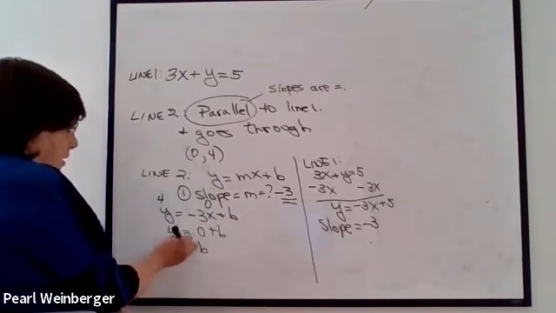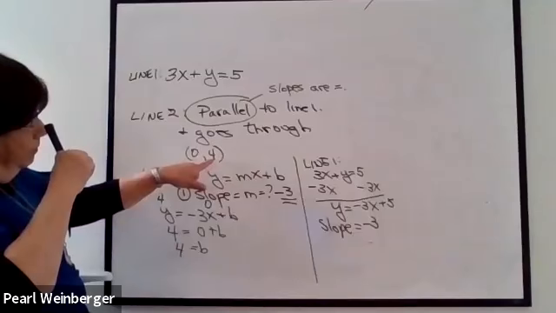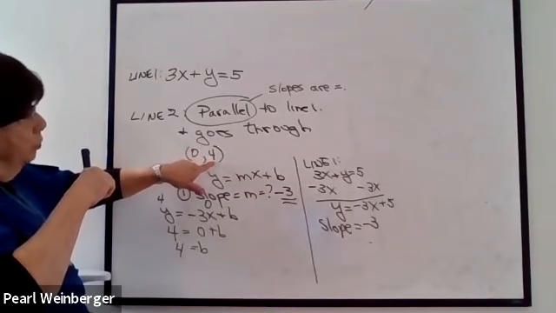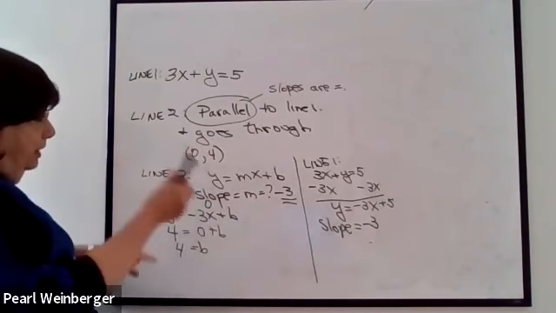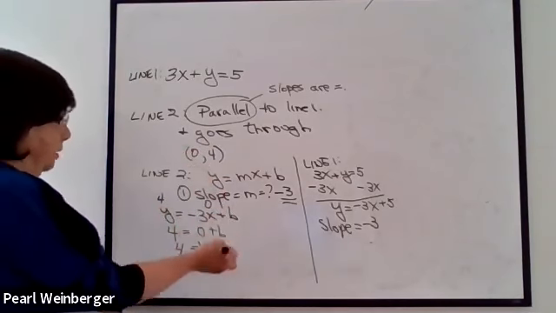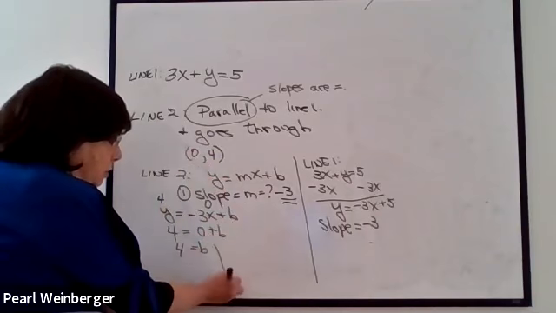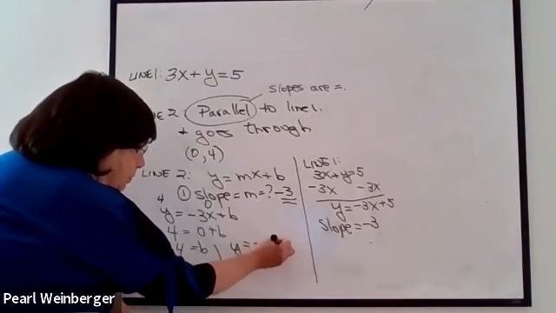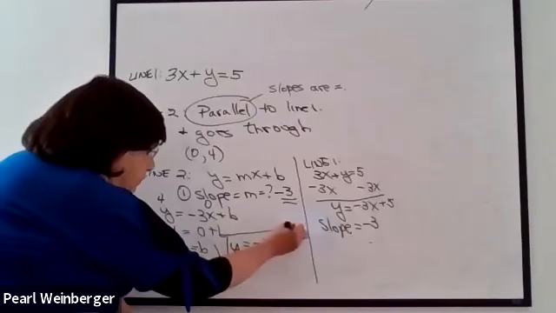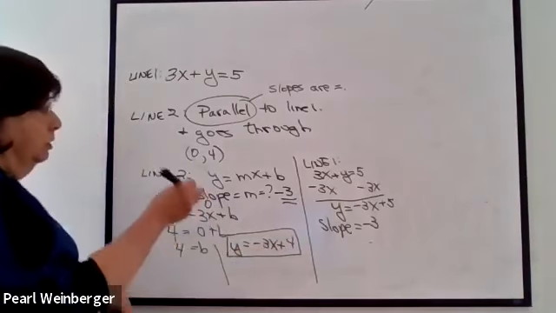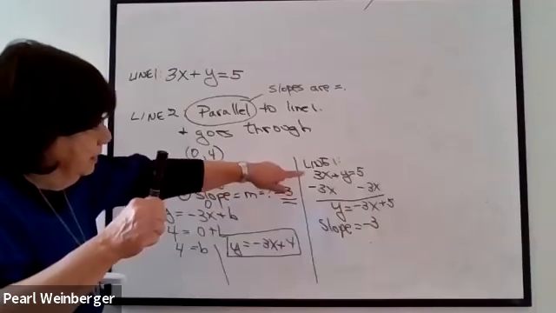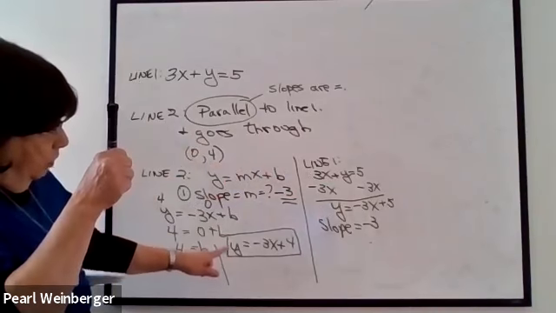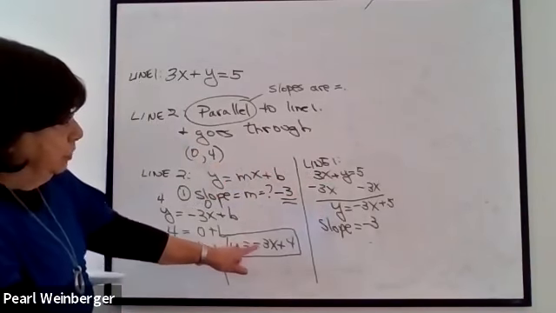That was easy. Or I could have thought 0, 4, that means the y-intercept has to be 4 because when the x is 0, the y value is the y-intercept. And now I can give you the equation of my whole line too. Here it is. Y equals negative 3x plus 4. This is the equation of the line that I was looking for. The original line was y equals negative 3x plus 5. This line, the one that we're looking for, is y equals negative 3x plus 4.